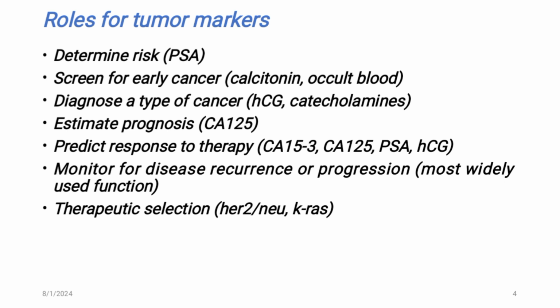Therapeutic selection means we can select a specific type of therapy for the specific type of tumor by detecting its level and its presence in the body. So these are the roles of the tumor markers.